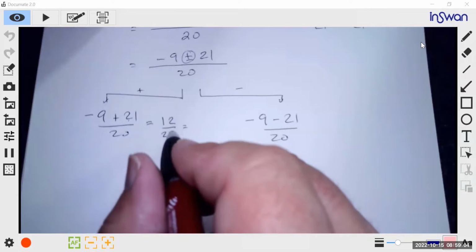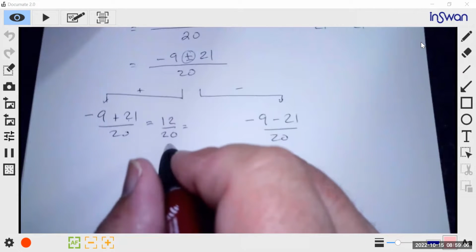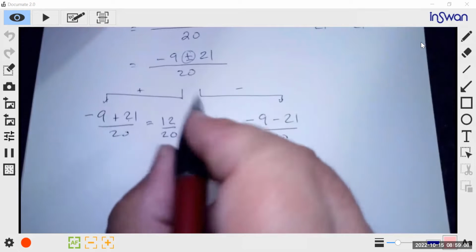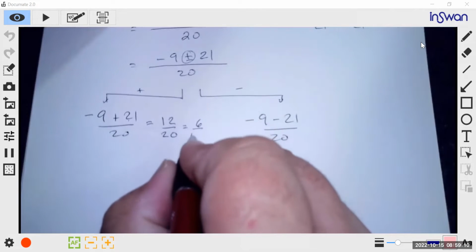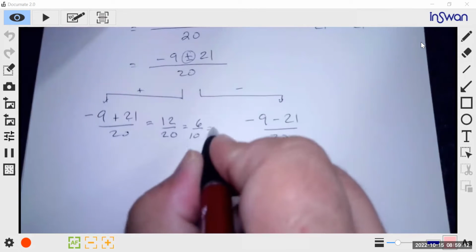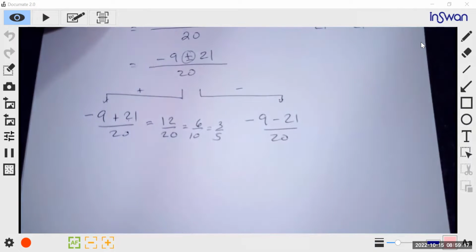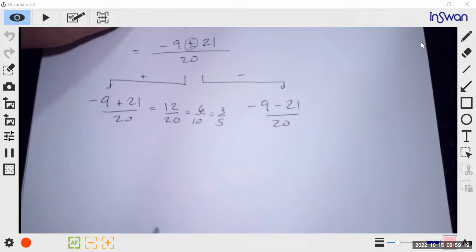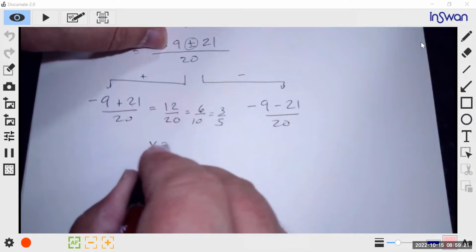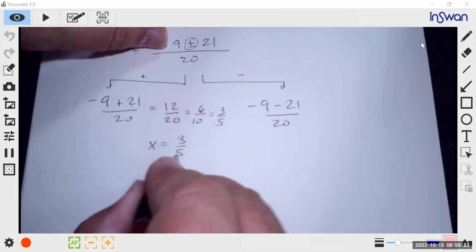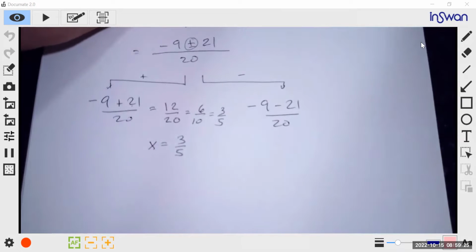They both have a 2 in common. So 6 over 10. Well, they both have a 2 in common again. So 3/5. So the first solution is 3/5.